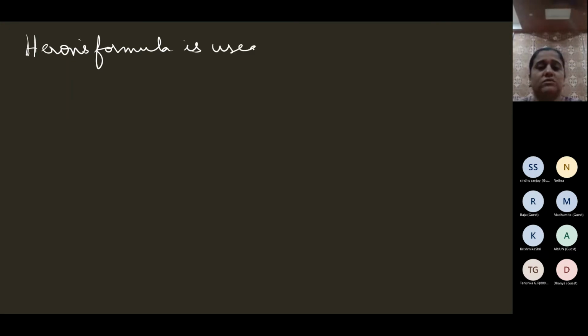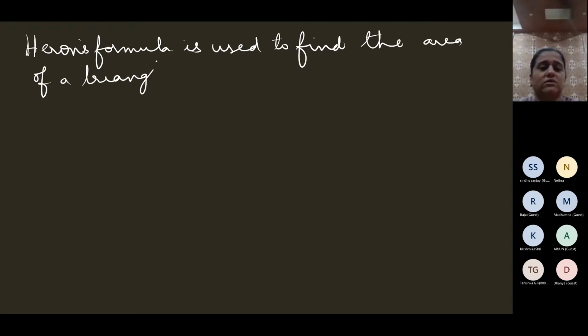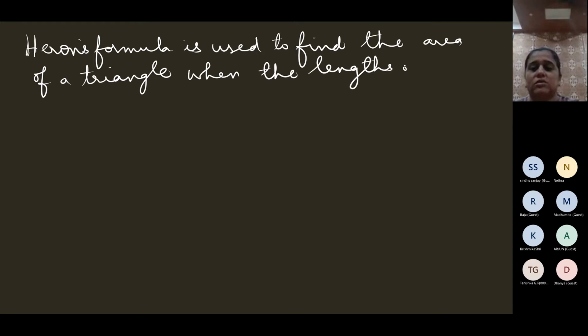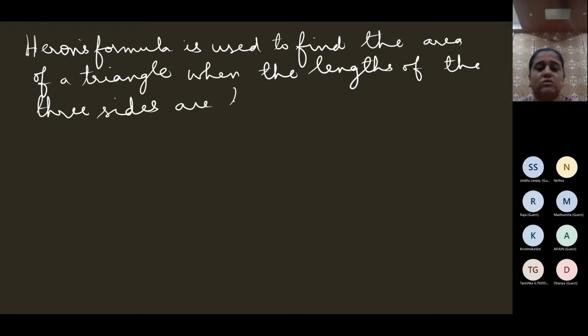Now, what is this Heron's formula? Heron's formula is used to find the area of a triangle when the lengths of the three sides are given, are known.